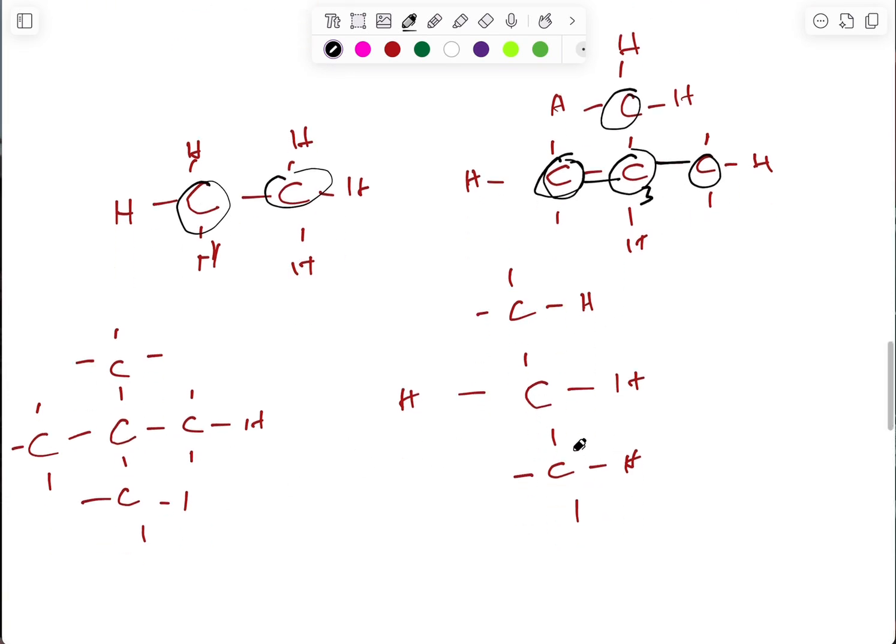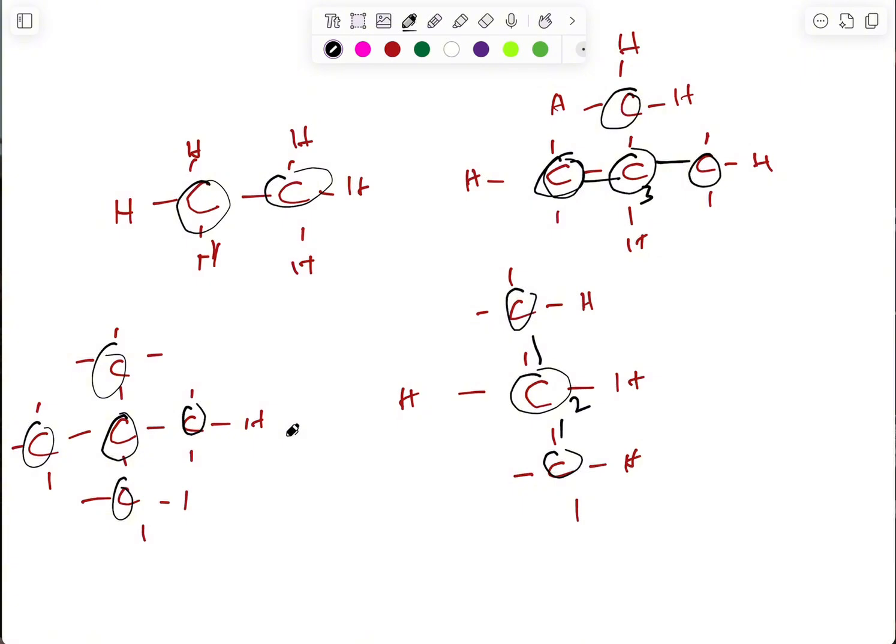And if you look at this carbon now, how many carbons is it attached to? 1, 2. So this is a secondary carbon. And then we have this one, the quaternary one. It's attached to 1, 2, 3, 4. It is directly attached to those carbons.